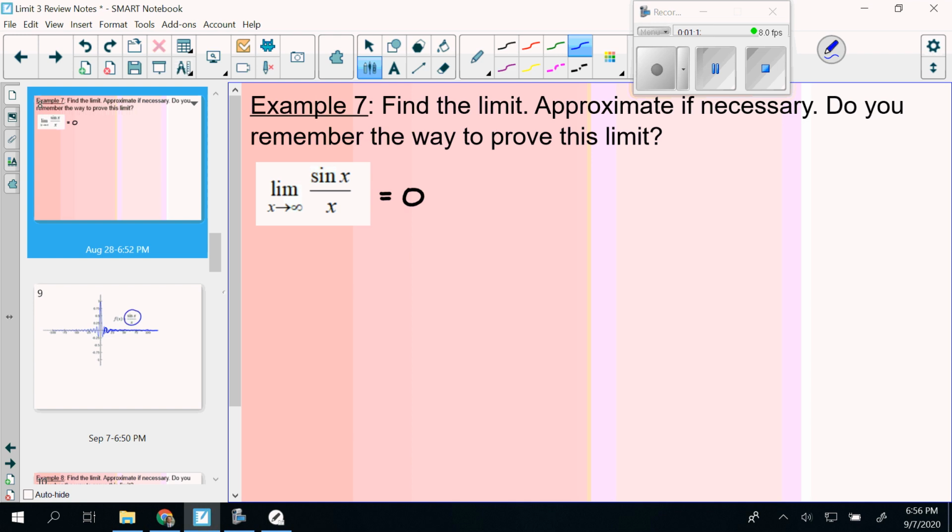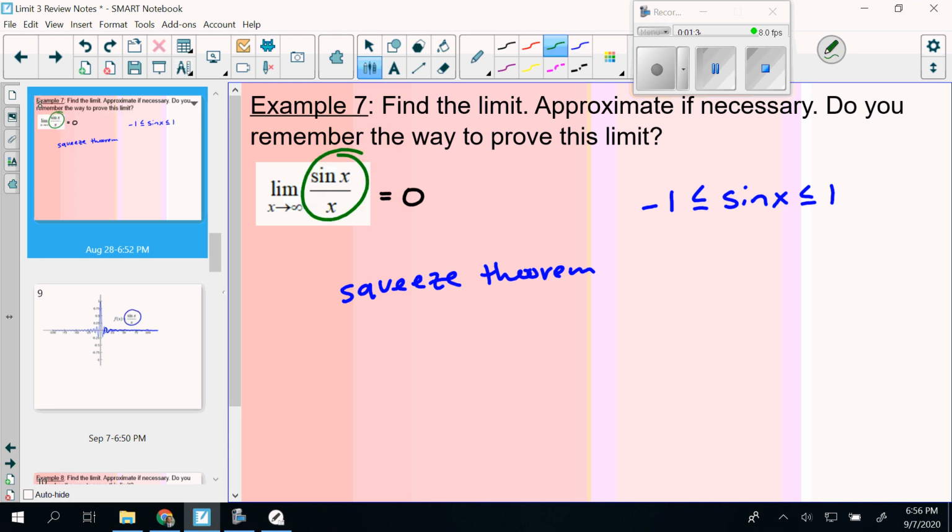If you remember, there is a method called squeeze theorem that we're going to preview coming up in a later video. But squeeze theorem is the way you prove this. And the way you do it is to start with the fact that we know that sine x is always between 1 and -1. And then we want this to look like sine x over x, so let's divide all these by an x.